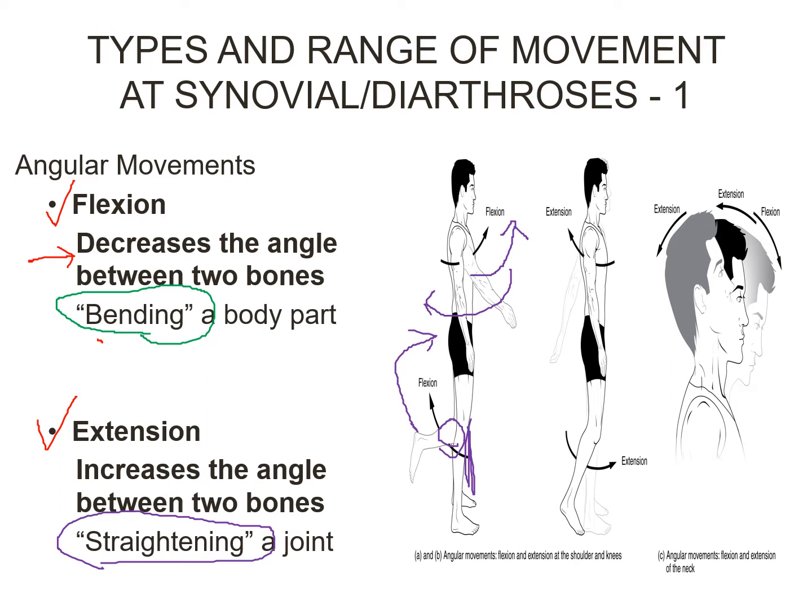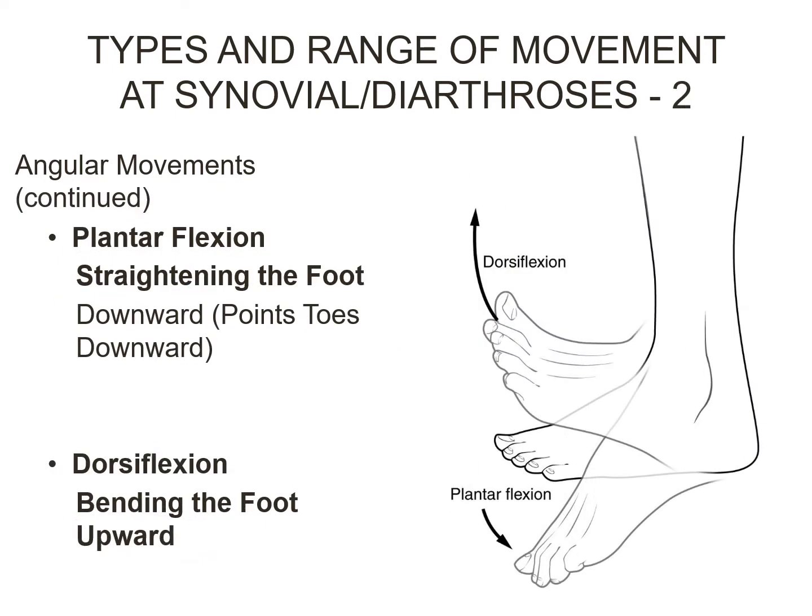So let's keep moving and talk about other angular movements. So flexion extension is one pair of opposites. On this slide, we have another pair of opposites called plantar flexion and dorsiflexion. Now, very important though, you can have flexion extension everywhere, right? We just talked about fingers, knees, elbows. You can flex and extend your wrist. You can flex and extend your hips, even your head and neck. But these two movements right here, plantar flexion and dorsiflexion, only happen in one place in the body.